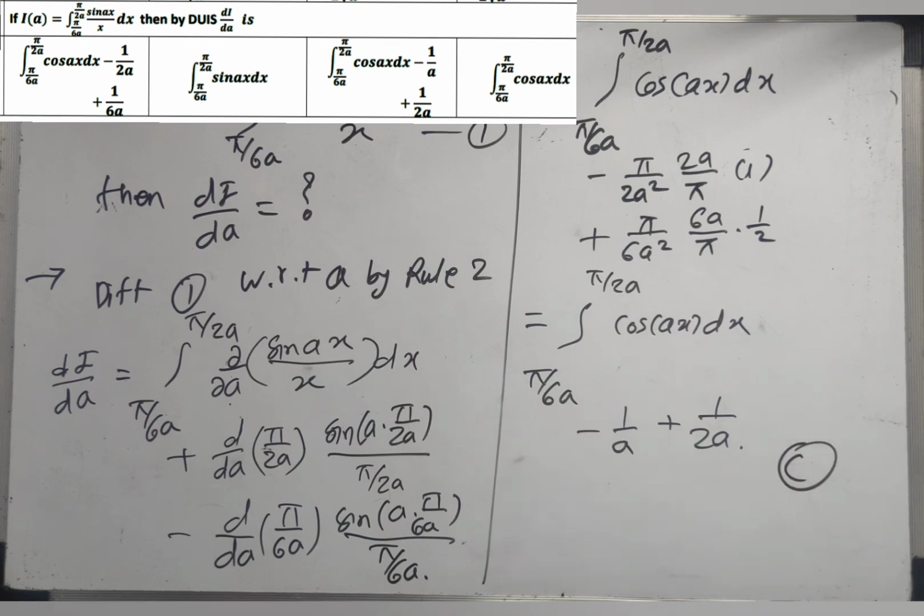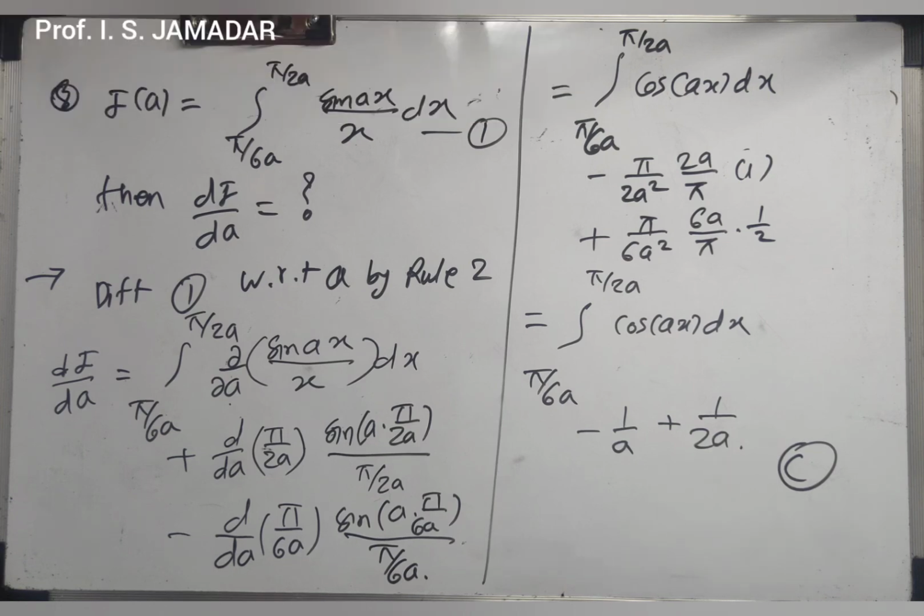Option C. So these are the examples on DUIS, where they may ask you to find out the derivative, or they may ask you to find out the value of the integral provided the derivative is given. Only these two things are there. Use the rules properly for finding derivative. If the limits are constant, use rule 1. If limits are in terms of the parameter, use rule 2. And while finding the value of the integral, when the derivative is given, take integration of the derivative and then find out the value of c by considering the proper value of the parameter t. Okay.